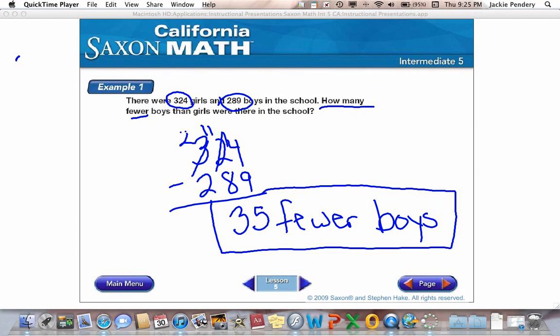If we were to line up all of the girls in the school, and then we were to line up all of the boys in the school, the girls line would be longer than the boys line. So this question is asking, if we were to match each boy and each girl together, how many girls wouldn't have a partner? There would be 35 girls without a partner, so there would be 35 fewer boys than girls. Just another way to visualize it over here is to kind of think about lining them up. Okay, let's go into example 2.